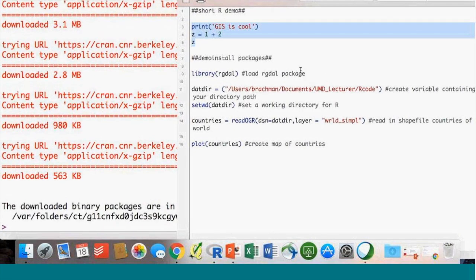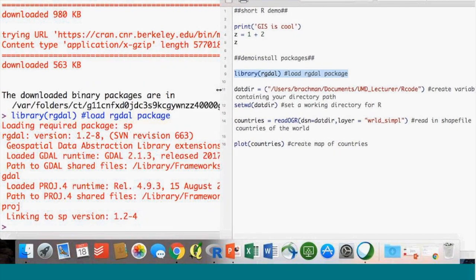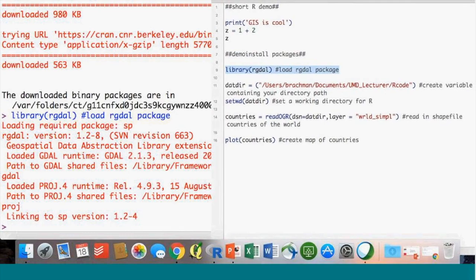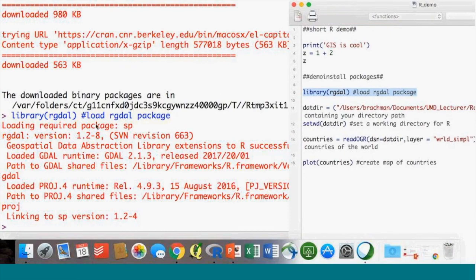Once you have your packages installed, you have to load them, right? Mm-hmm. So this is the library command, which I'll show you quick. So there's our library. I ran the command. I loaded the rgdal package, which is very, very useful for dealing with any kind of geospatial data. So you remember when we talked about GDAL, right? The Geospatial Data Abstraction Library. This is the foundation that QGIS is built on and that ArcGIS uses as well. So this is your interface to GDAL using R.